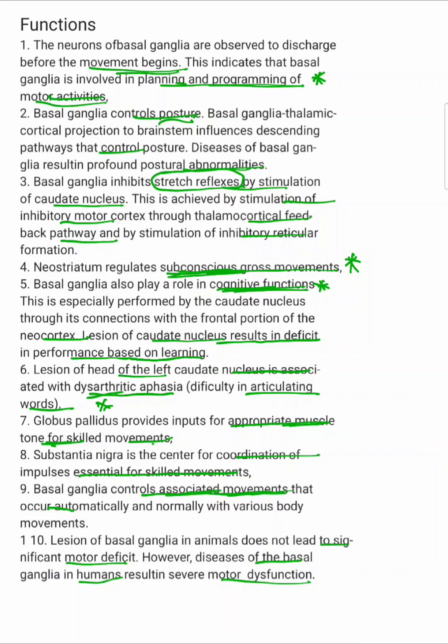See, in functions, you should remember that basal ganglia helps in planning and programming of movement, controls posture, inhibits stretch reflexes. Neostriatum, neo means new striatum, regulates subconscious gross movements and cognitive functions, whereas a lesion of the head of the caudate nucleus causes dysarthric aphasia, and the globus pallidus provides input for appropriate muscle tone and skilled movements. You should remember this. Next, substantia nigra, coordination of movements. Next, basal ganglia control associated movements. So these are the important keywords you should mention in the answer.